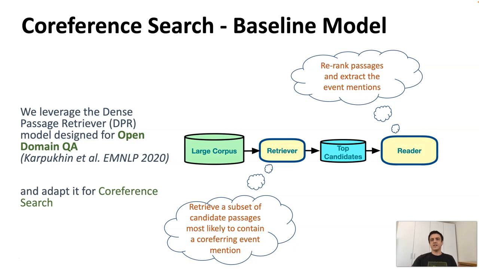So in our setting, the retriever will be responsible for returning from the large collection a subset of passages most likely to contain a coreferring event mention with the query event, and the reader component will be responsible for re-ranking the passages and extracting the coreferring event mention span from each one of them.